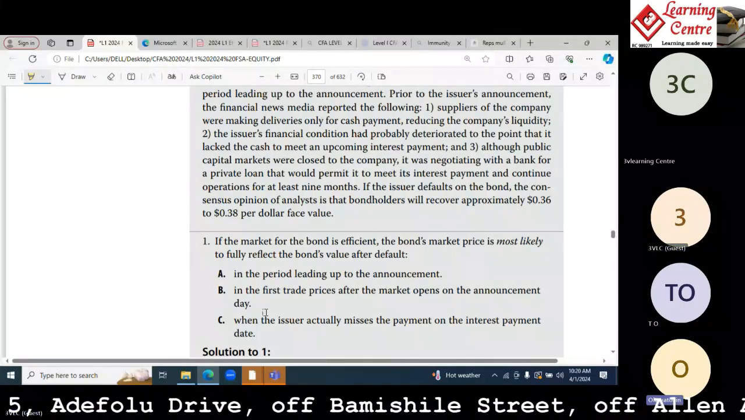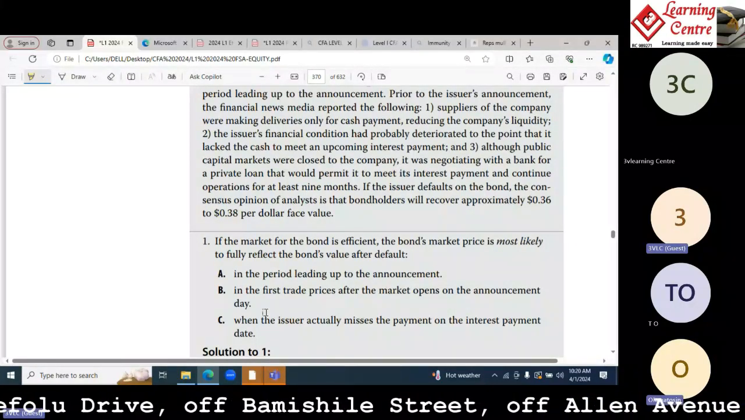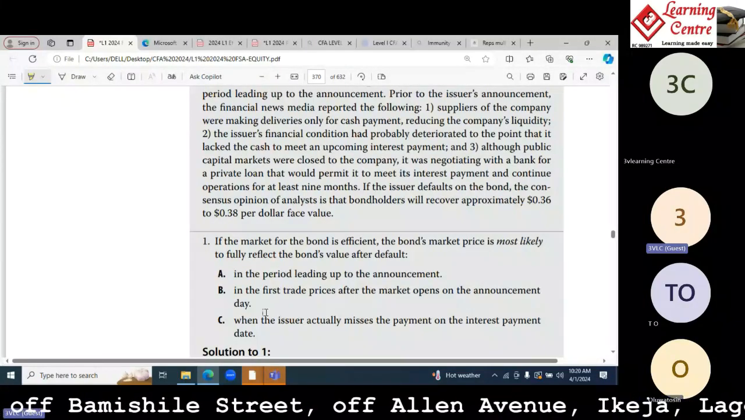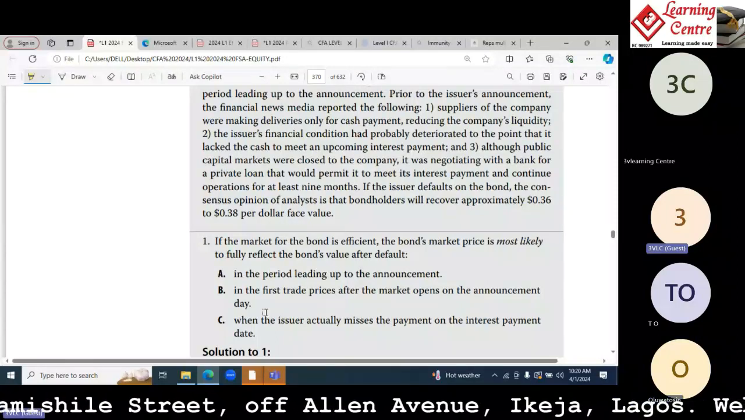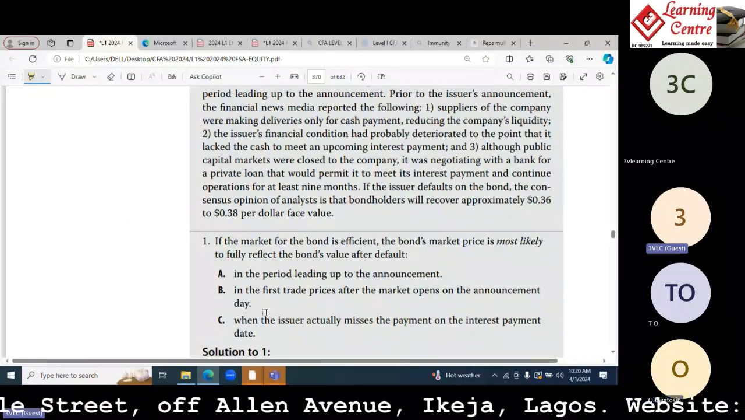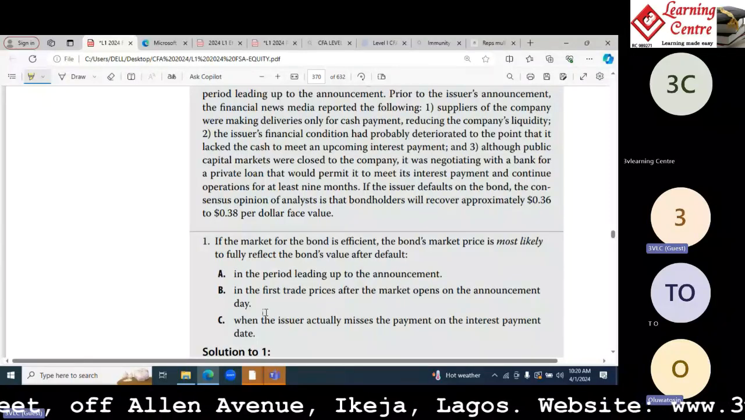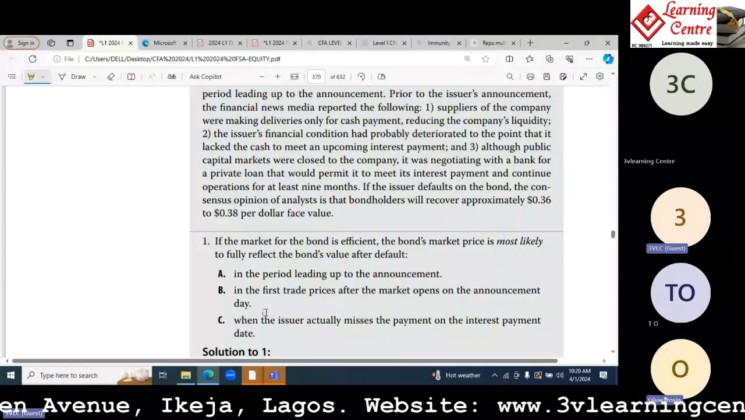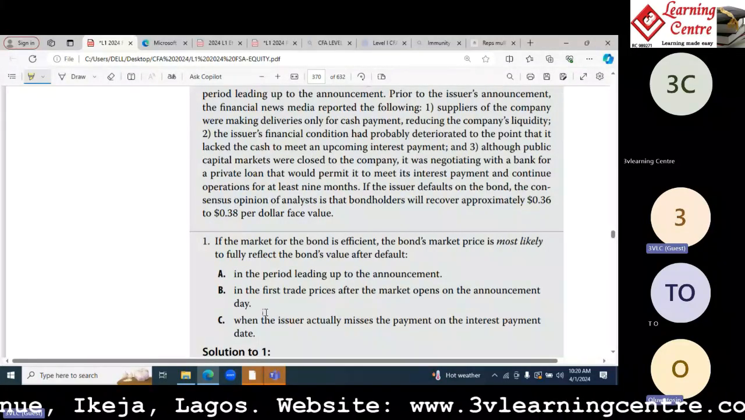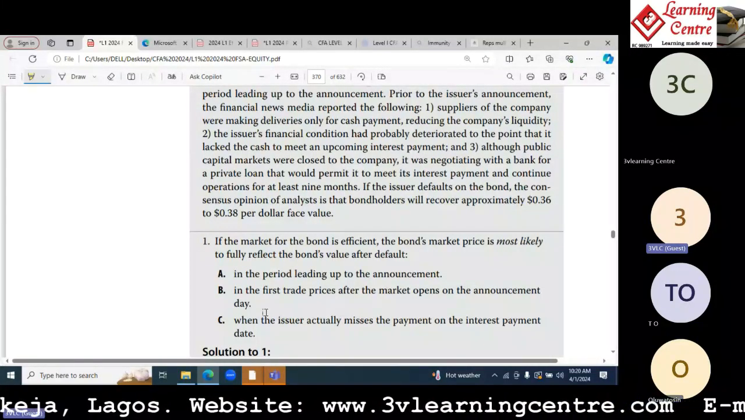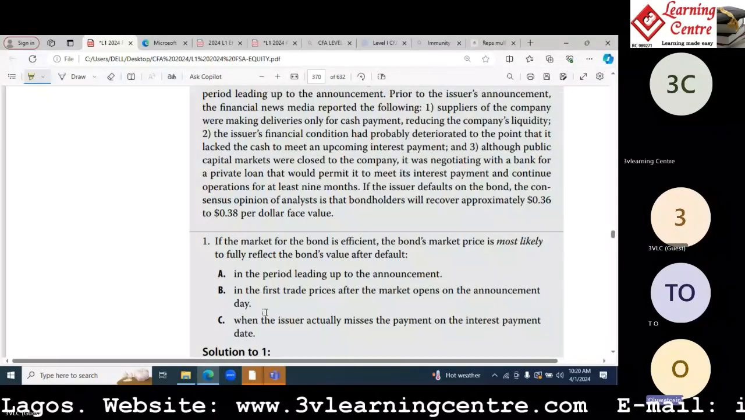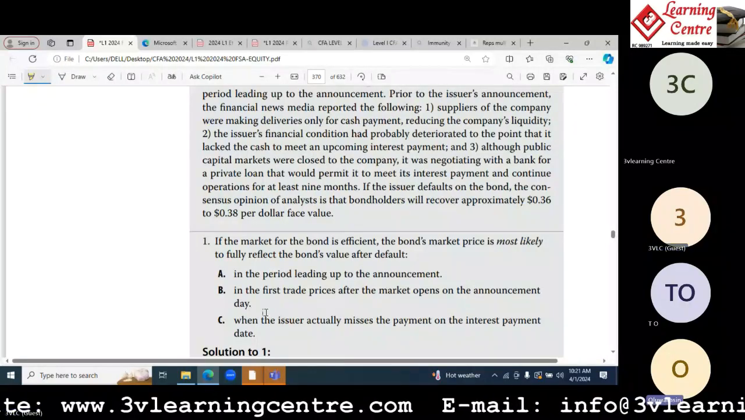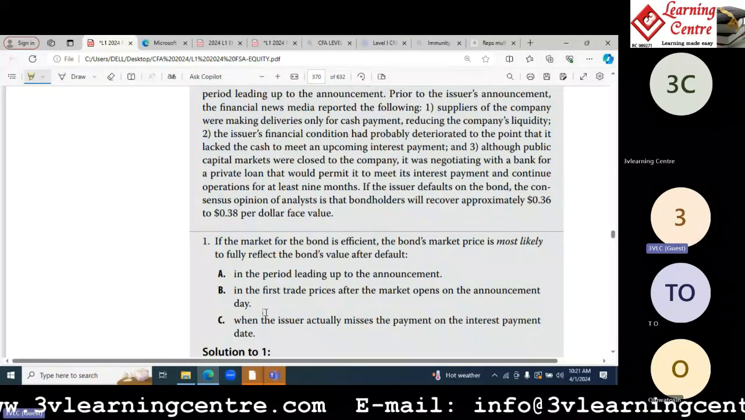What do you think? When do you feel the market price of this bond should fully reflect this information? Should it be the period leading to the announcement? Should it be the first trade prices after the market opens on the announcement day, or when the issuer actually misses the payment on the interest payment day? I will choose B. You will choose B. Okay, why will you choose B?